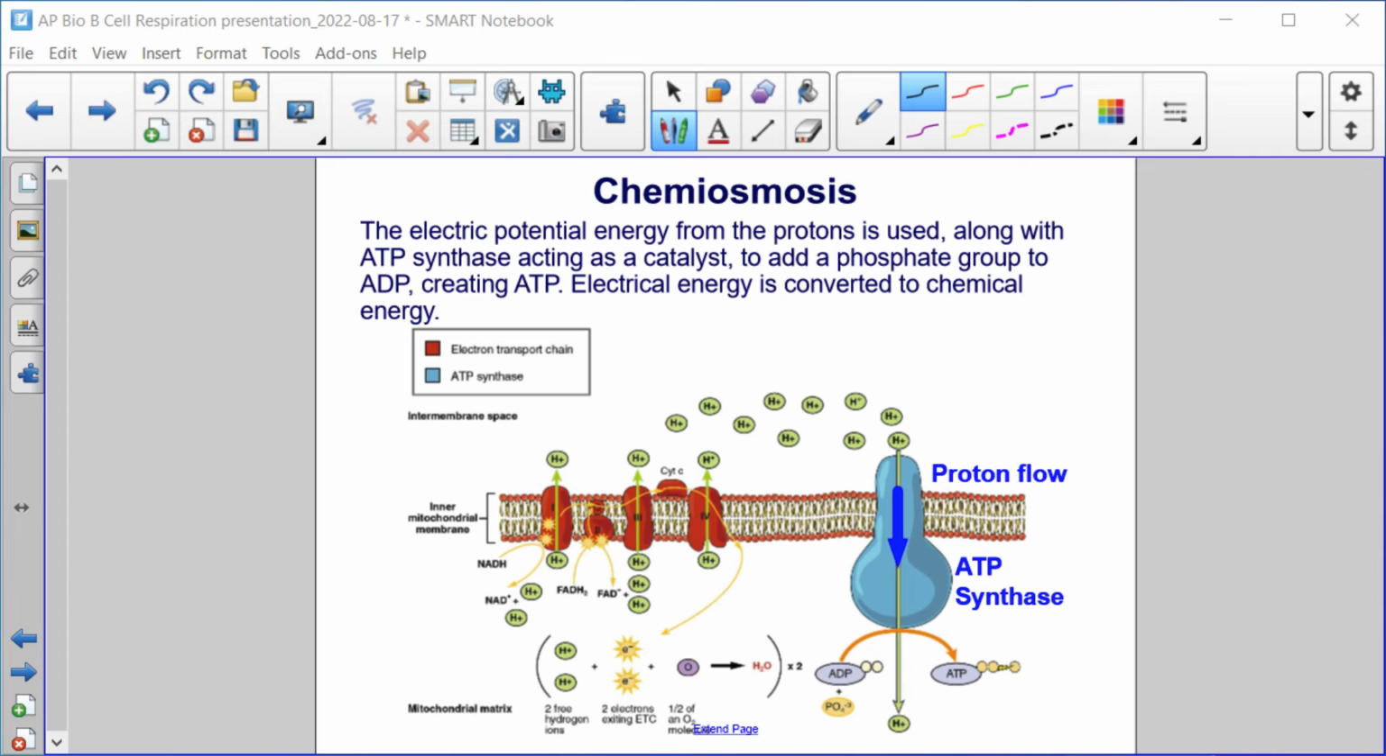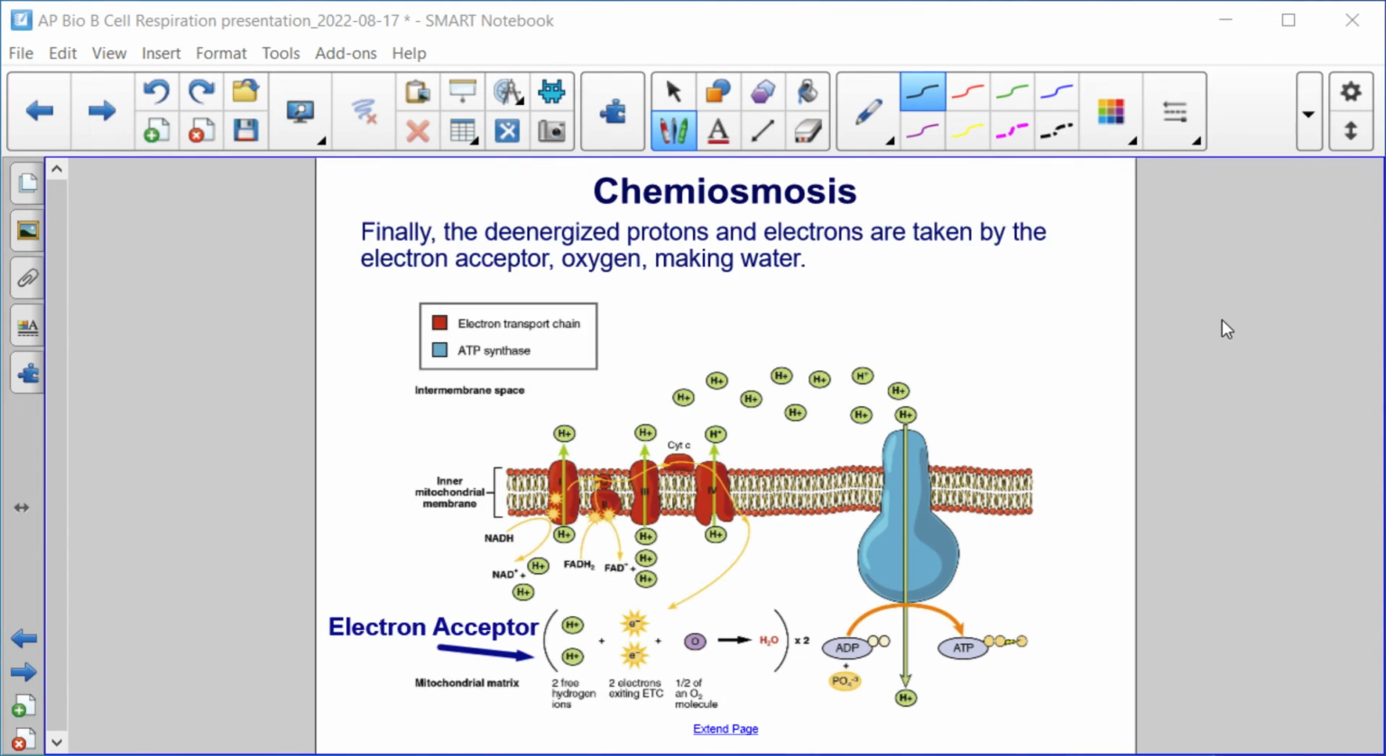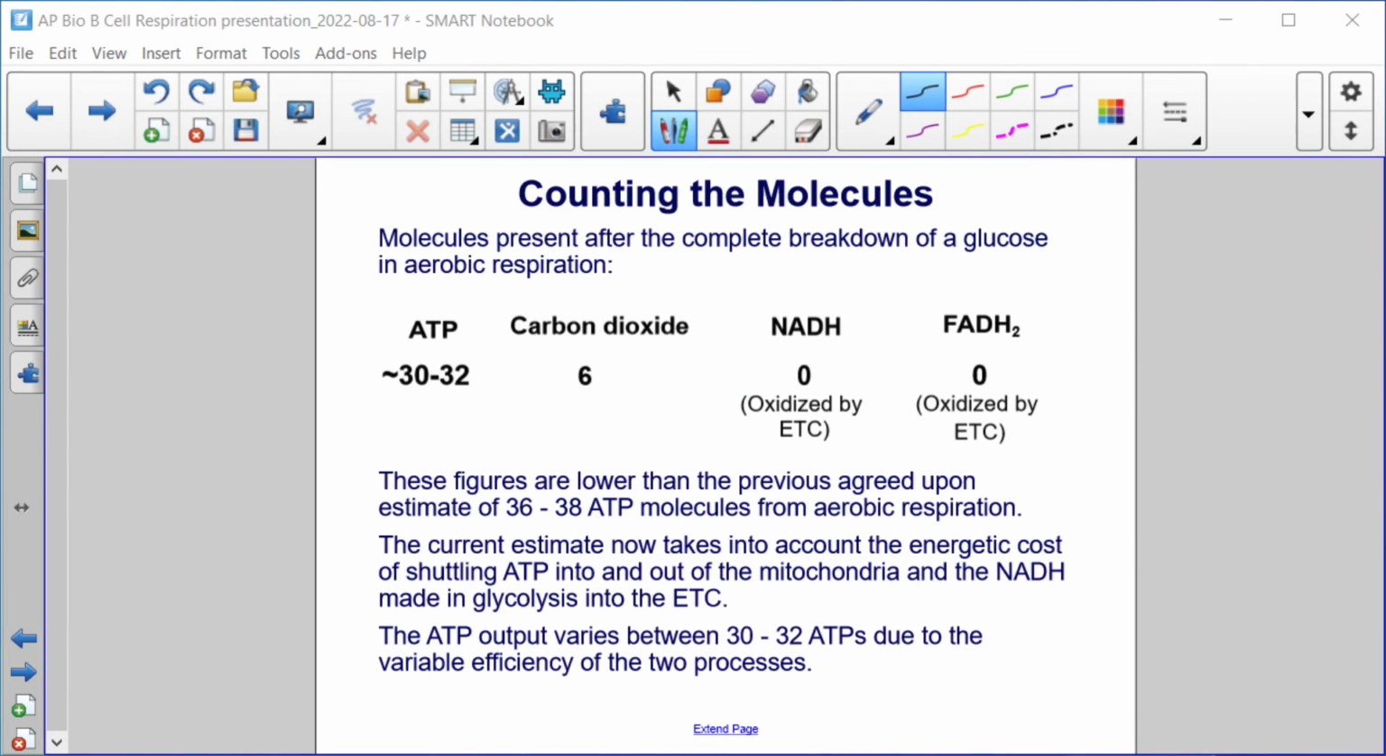The electric potential energy from the protons is used, along with ATP synthase acting as a catalyst, to add a phosphate group to ADP, creating ATP. The potential electric energy from the gradient is converted to chemical energy. Finally, the de-energized protons here and electrons here are taken by the electron acceptor, oxygen, making water.